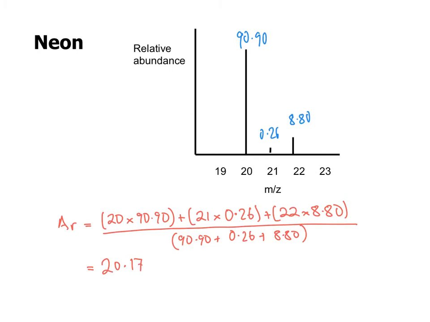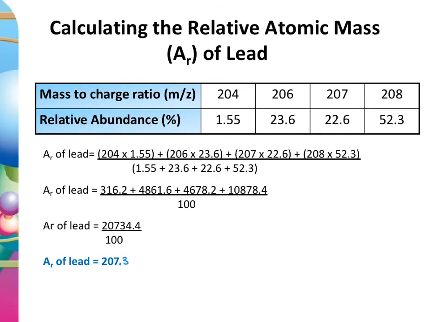Of course, our periodic table at A level is to 1 decimal place. So to 1 decimal place, it is 20.2. Here's another example. It's done exactly the same thing. There is a relative abundance here, that's a percentage that adds up to 100%, so we can just divide by 100. I'll just let you pause the video and check you're happy with the calculation.